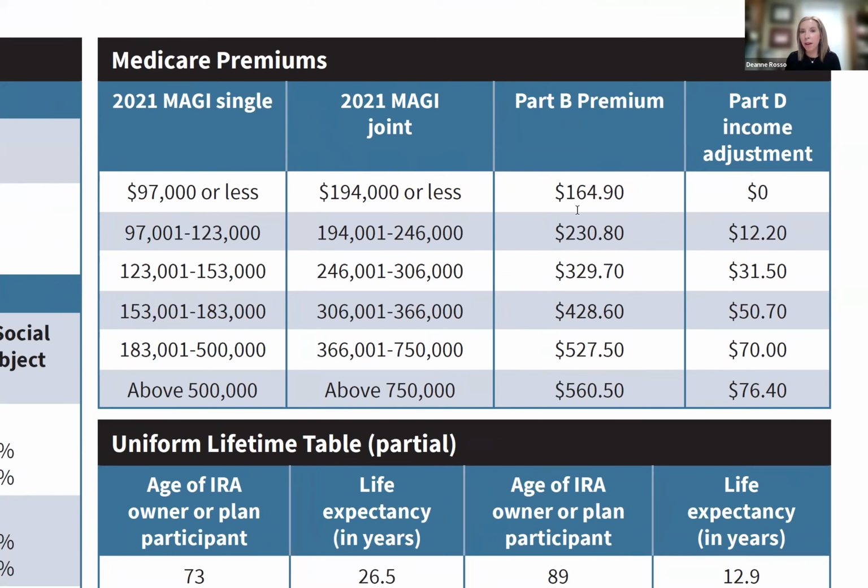$164.90 a month. So just as a refresher, Part A is free. Part B is a standardized premium, which is on this schedule. Part D, your drug plan, is here on this part of the chart. That's also a standardized premium. And then whether you go with traditional Medicare or Medicare Advantage will determine what you pay in premiums for the rest of your Medicare coverage. But your Part B premium increases based on your modified adjusted gross income. And it's from 2 years ago.